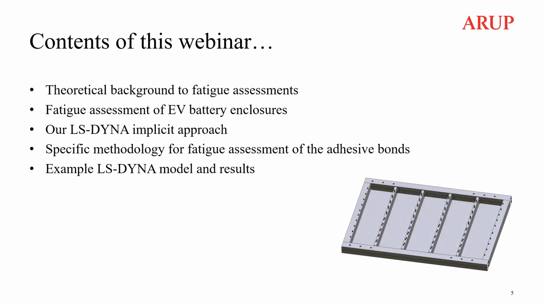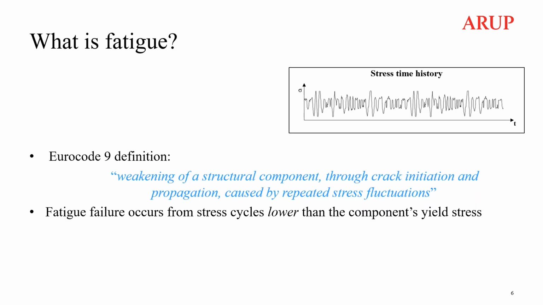So, what is fatigue? The Eurocode 9 definition describes it as the weakening of a structural component through crack initiation and propagation caused by repeated stress fluctuations. If we look at this time history of a random stress signal, which could represent the stress in any region of a structural component due to external applied loading, then we can see lots of cycles at various frequencies and amplitudes, where the peak-to-peak is known as a stress range.